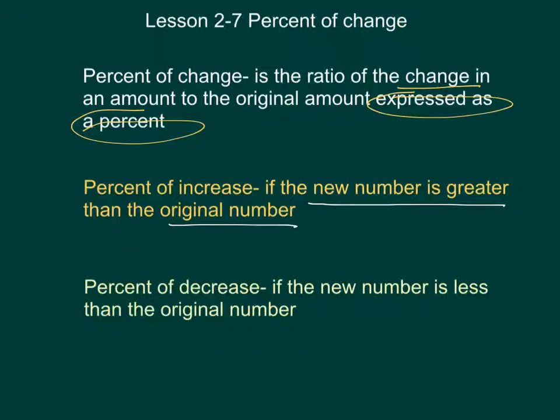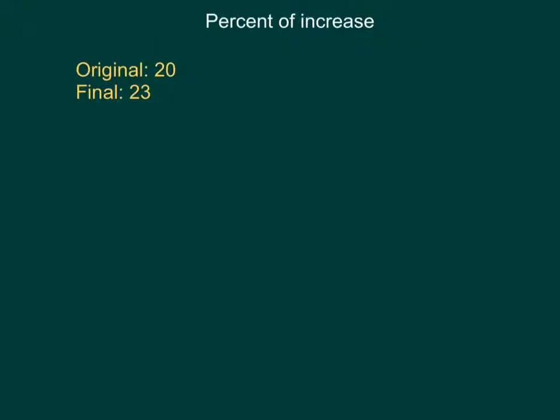Percent of decrease is when the new number is less than the original number. So you will see that we have to calculate the percent as well as say, is it an increase or a decrease? So for this example below, we're going to calculate the percent of increase. We can see that it's an increase because the original number is less than the final number. So the final number is more than when it started, so the number increased. So we would say that it's an increase. Now we just have to calculate the percent in which it increased.